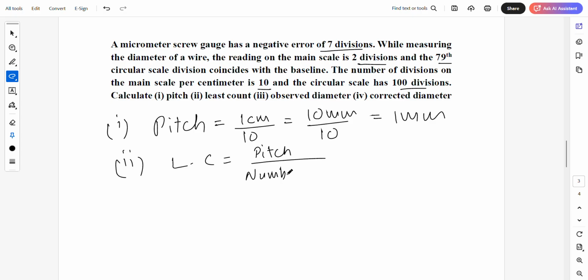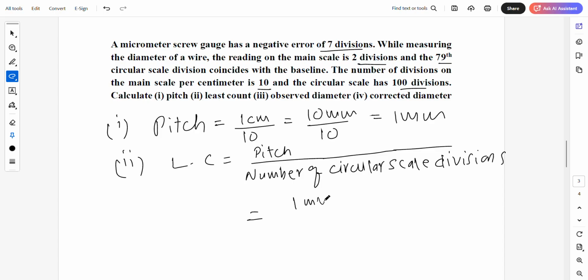number of circular scale divisions. That is equal to 1 mm divided by 100. 1 by 100 will be 0.01 mm. That is the least count.